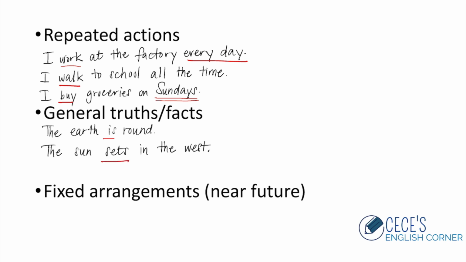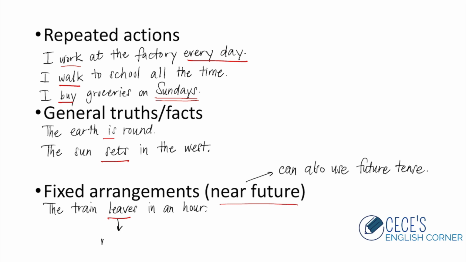The third function of the simple present tense is to talk about something that is happening in the near future. I won't spend too much time on this one, because it's also correct and simpler to just use the future tense. For example, the train leaves in an hour. We're using leaves, or the simple present tense of to leave, in this example because this is something that will happen soon. It's in the near future. But we can also use the future tense and say, the train will leave in an hour.